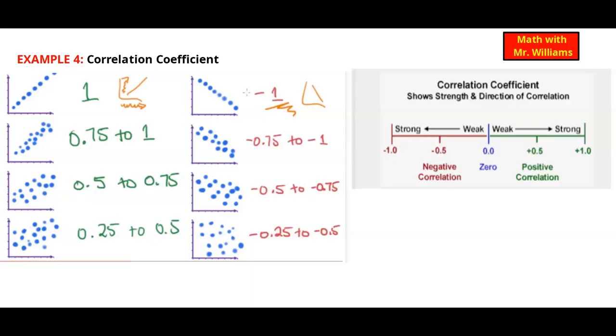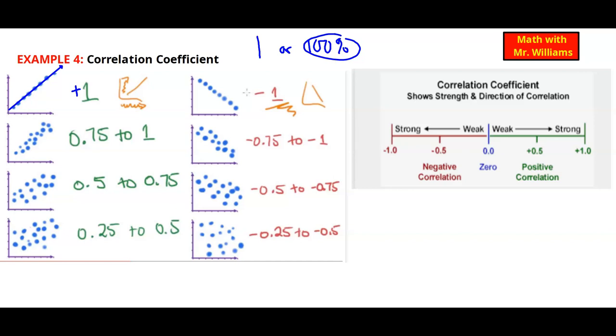Math with Mr. Williams, example 4, correlation coefficient. Okay, so correlation coefficient revolves around this idea of 1 or 100% of the dots being on a line. So if we look at the first one up here, we can quickly draw a line that hits just about every single dot. So that would be a +1. A +1 because it's also increasing or heading in the positive direction.